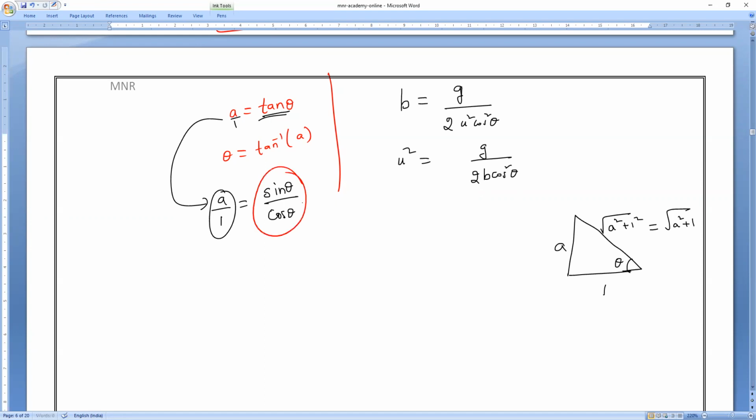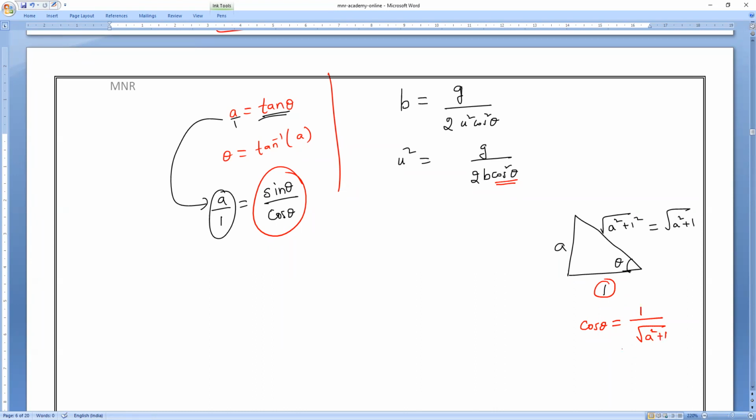So tan theta means we can write sine by cos. We just want to replace this with cos square. Can you tell me the cos theta formula from that? What is the formula of cos? Cos theta is equal to adjacent divided by hypotenuse, so 1 divided by root of a square plus 1.